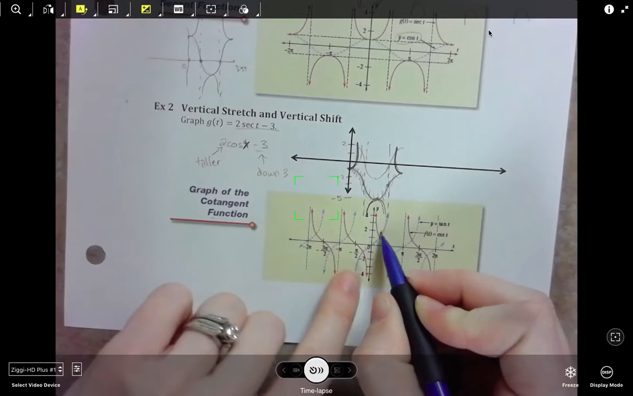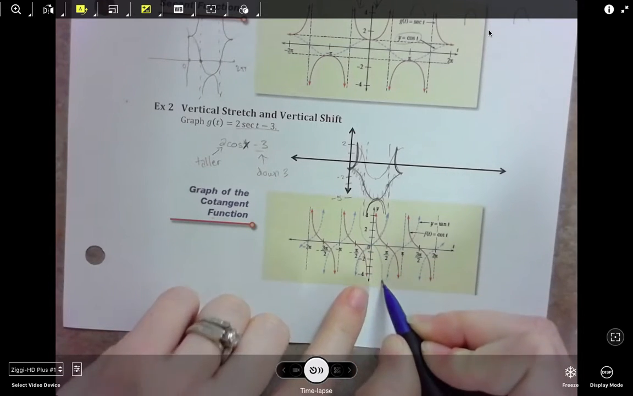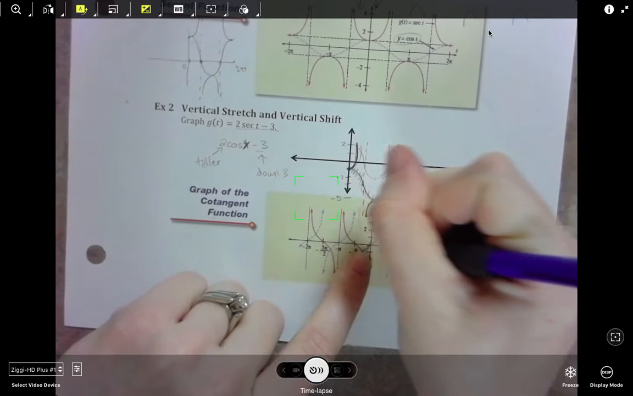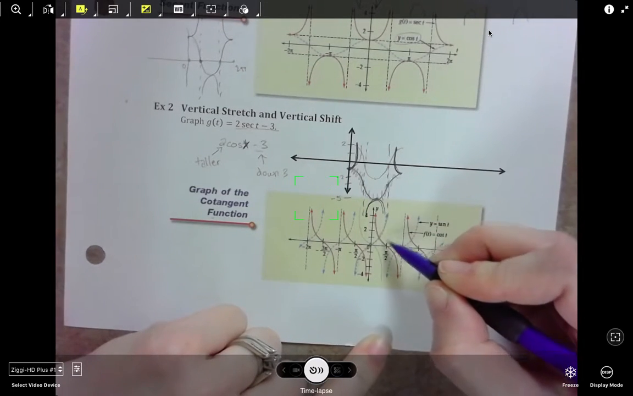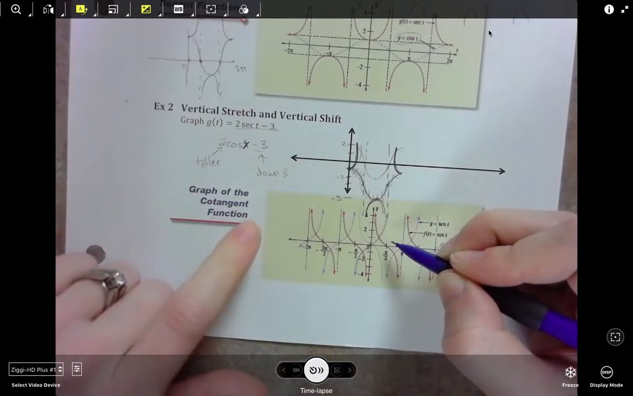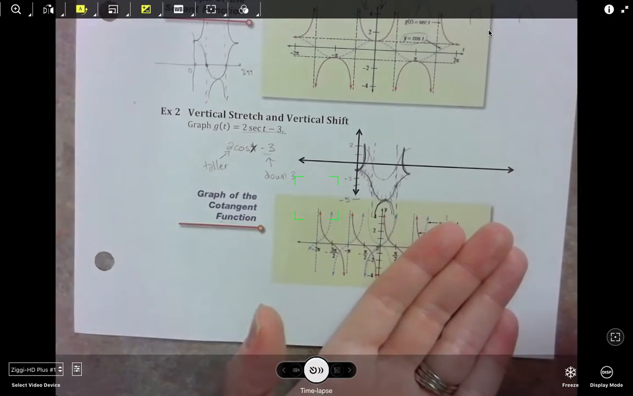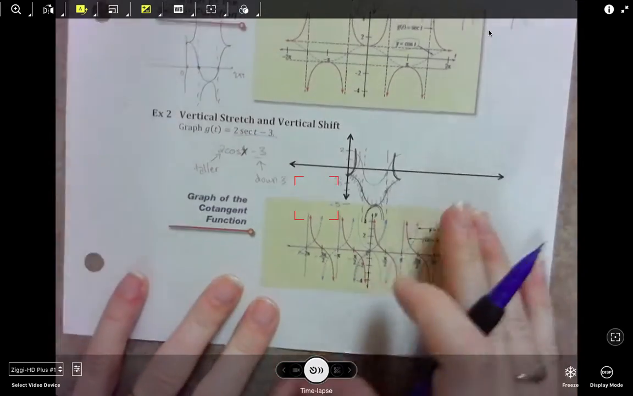So if I took this guy and I flipped him around, he would go like this. But then I'm going to scoot him over a little bit. So instead of going through 0, 0, he's actually going to go through pi over 2. Here, instead of going through 0, he's going through pi over 2. And he starts and moves like that. So your cotangent function is a tangent function flipped, and then scooted over pi over 2 units. All right, that's what your cotangent function would look like.